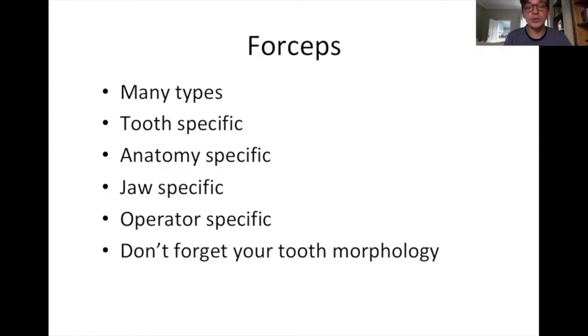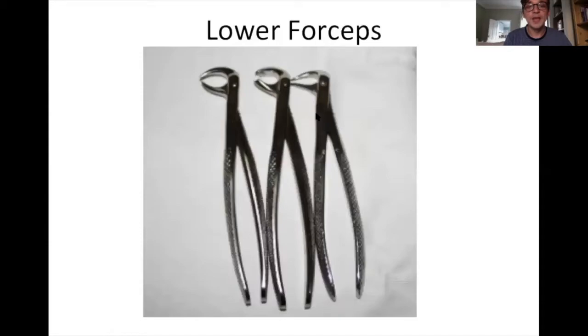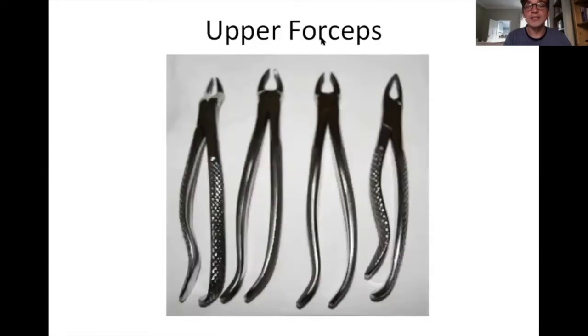Okay, so that's important. And don't forget your tooth morphology. Tooth morphology will let you know which forceps is for which tooth. Now this is lower forceps. That's how they look. They're like a beak, okay? And that's the upper forceps. They're slightly bent and basically go straight on your palm, okay?